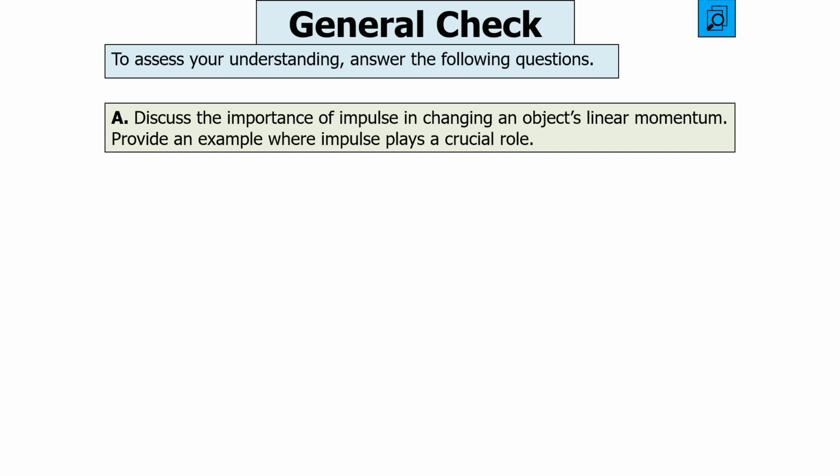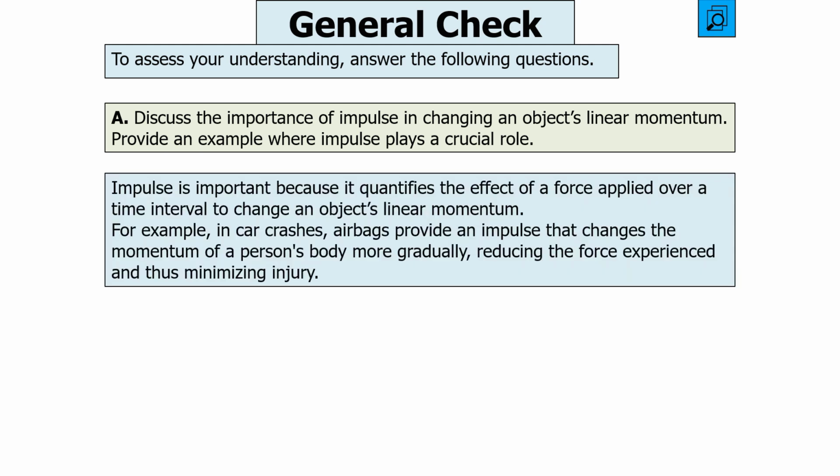Discuss the importance of impulse in changing an object's linear momentum. Provide an example where impulse plays a crucial role. So pause the video now, then unpause the video when you want to go through your answer. Impulse is important because it quantifies the effect of a force applied over a time interval to change an object's linear momentum. For example, in car crashes, airbags provide an impulse that changes the momentum of a person's body more gradually, reducing the force experienced and thus minimizing injury.